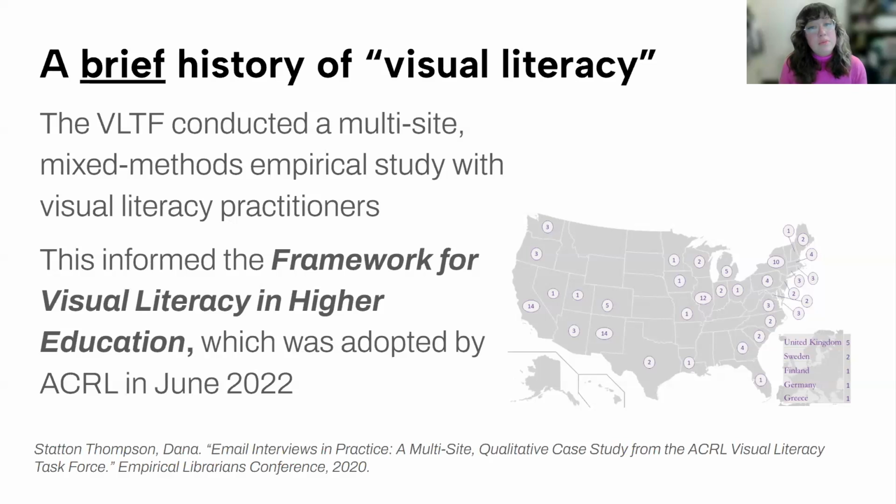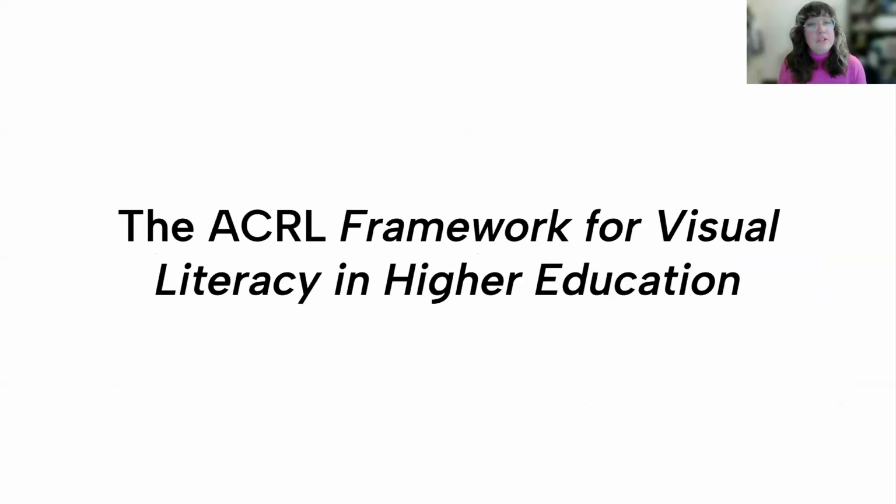This research informed the framework for visual literacy in higher education, which was adopted to supersede the visual literacy standards in June 2022. And the map here just shows the geographic dispersion of the 100+ folks we initially invited to participate in our research. So the framework for visual literacy is organized into 4 major themes for visual literacy learning that emerged from our research.